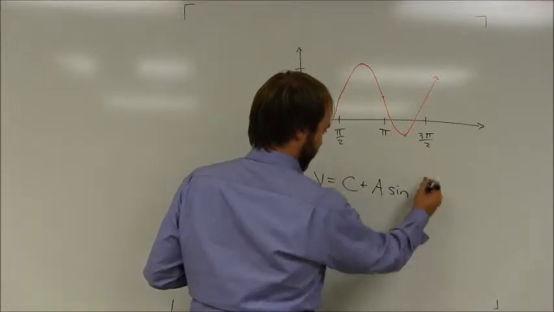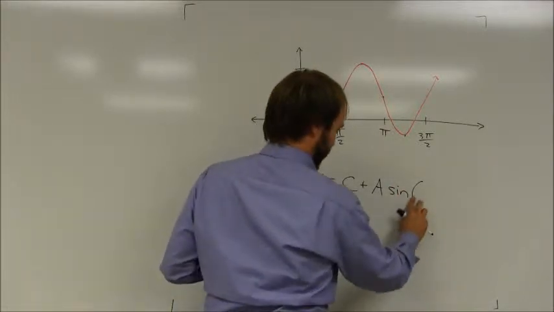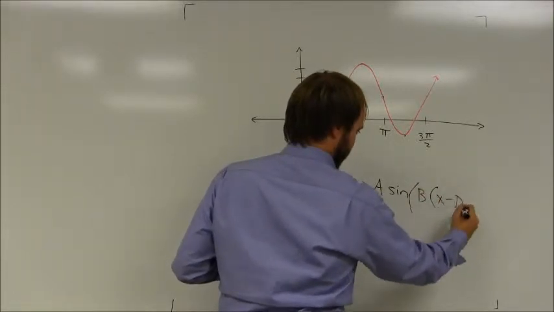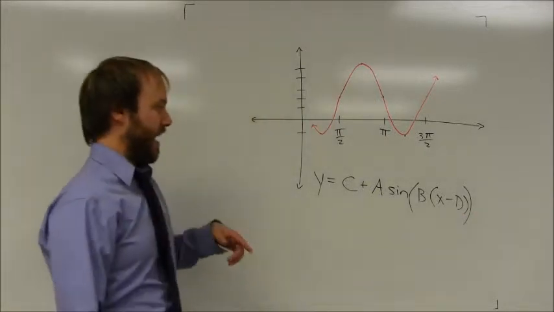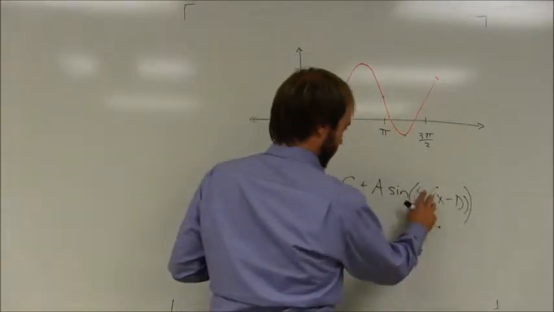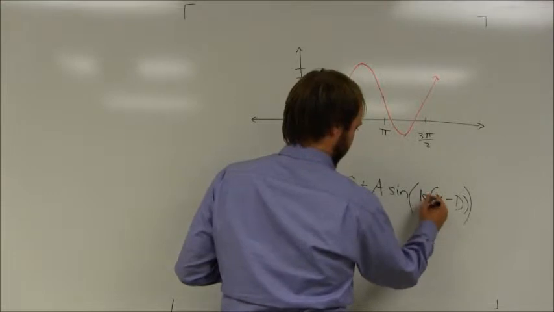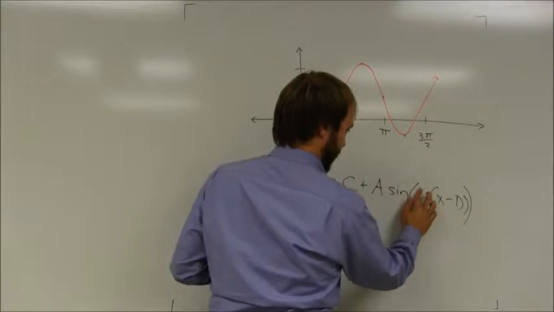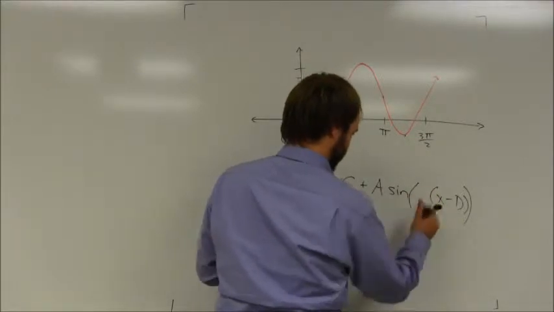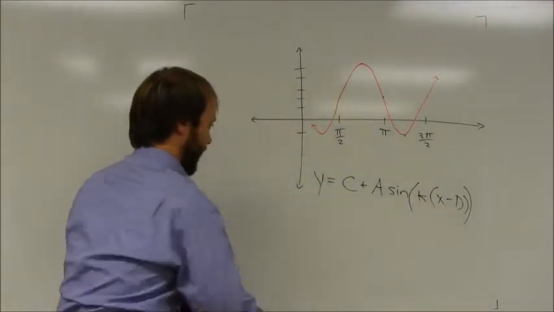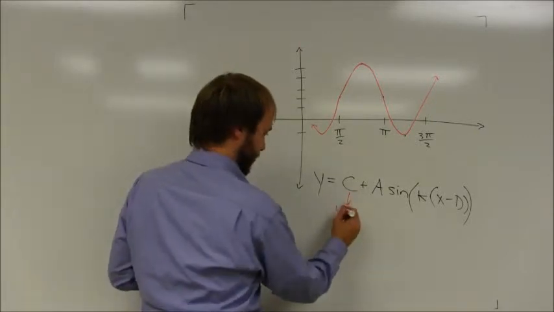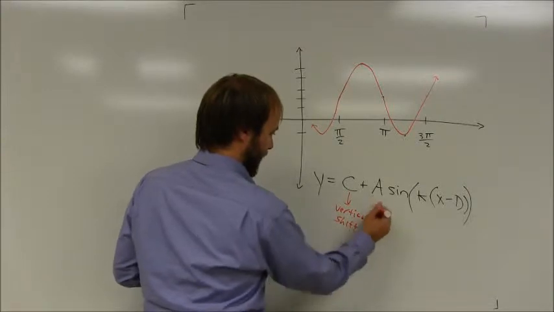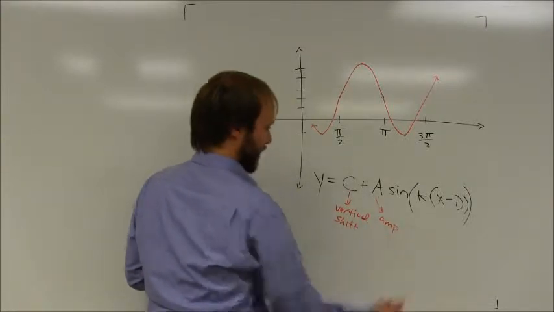times sine of, our book actually uses sine of b times x minus d. I believe in the book that most of you used, they used a value called k right here. And basically the formula that we're going to be using, this of course is the vertical shift. This is the amplitude.